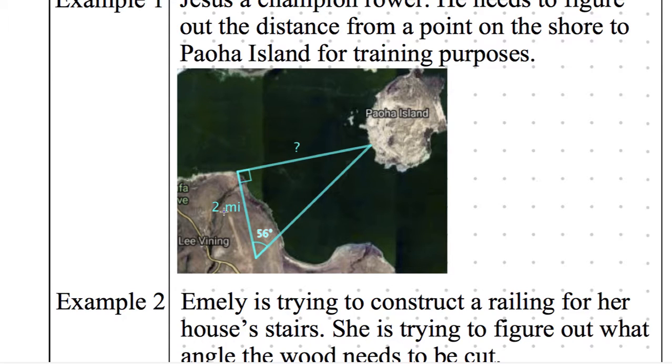And so this length here is 2 miles. We have a right triangle, which means we can use trigonometry. It looks like Chewy, our champion rower, is going to be rowing this distance, and he needs to figure out how far that is. How am I going to do this problem? How am I going to figure out how far Chewy, our champion rower, is going to be rowing?